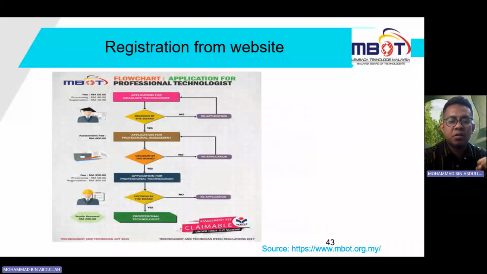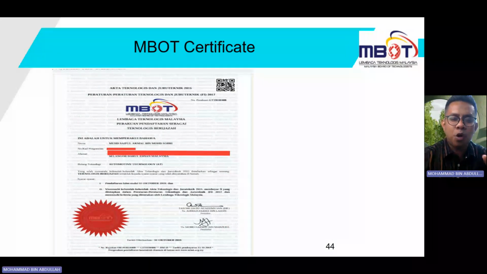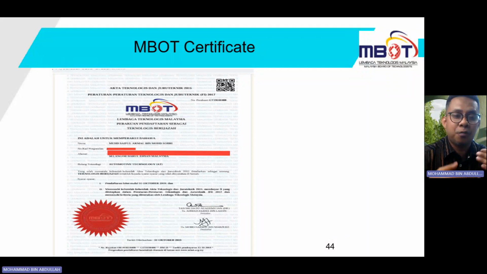All right, so this is the flow chart for the application for professional technologist. You can see the application for graduate technologist, application for professional assessment, and application for professional technologist. After you get all the certificates, you are entitled to use the title TS in front of your name. So this is the MBOT certificate. As you can see, your name and your field, for example, automotive technology and so on.